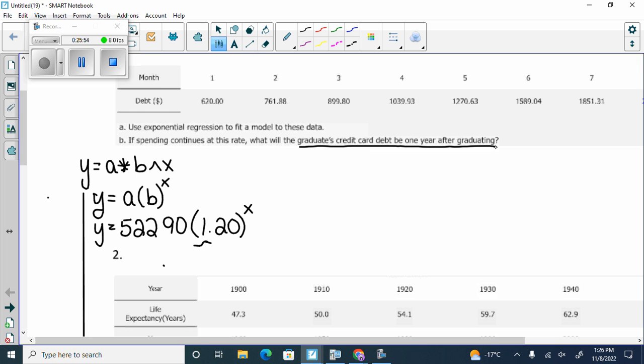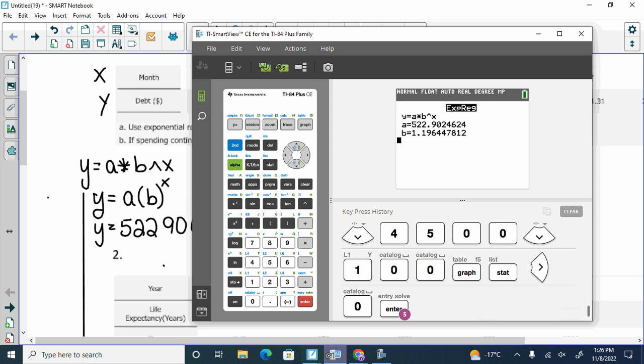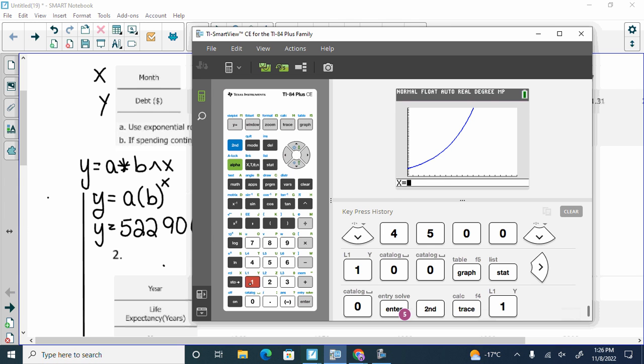Remember, this is x. List 1 is x. List 2 is y. 1 year. Yeah, what's 12? Which one, x or y? X. Yeah. It's just asking you to find when x equals 12. So that hasn't changed. It's just a different equation, right? How do we find it when we know x? We go second, trace, value, 12.